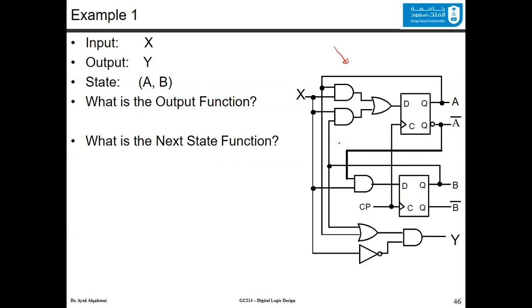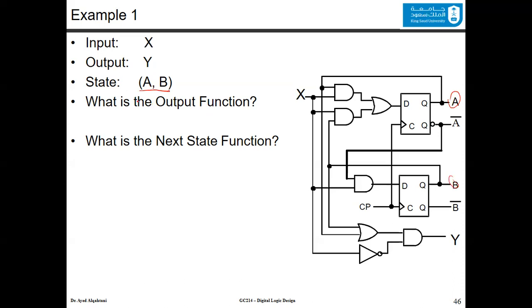Now, how many inputs to this sequential circuit? There is a single input, X. How many outputs in this circuit? We have a single output, which is Y. And what is the state of this circuit? You have two flip-flops. And those two flip-flops together are giving you a certain state. So the state you have is A, comma B. This is your state.